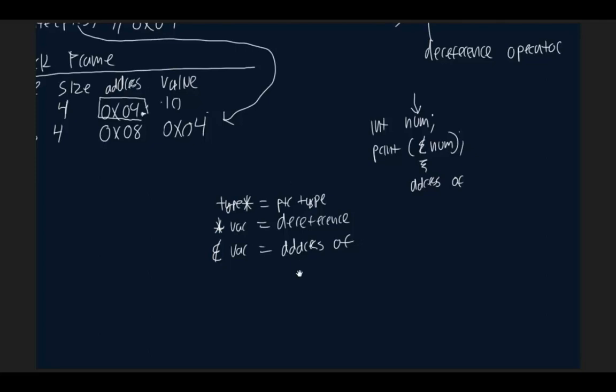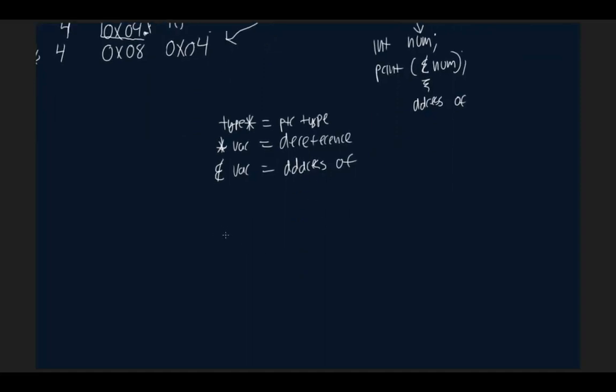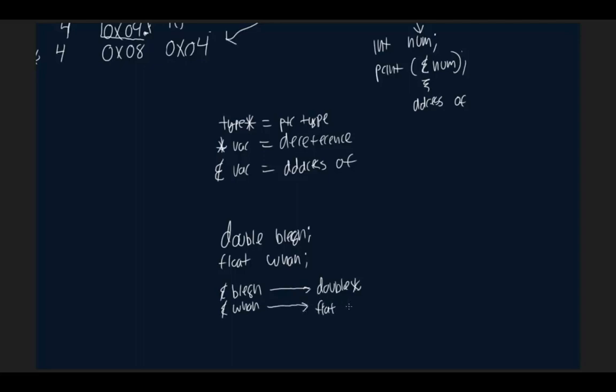So if we want to think of these expressions in terms of the types they return, double bleh and float whoa. If I did address of bleh, the type of this expression is double pointer. If I did address of whoa, the type of this expression is float pointer. It just changes the type.